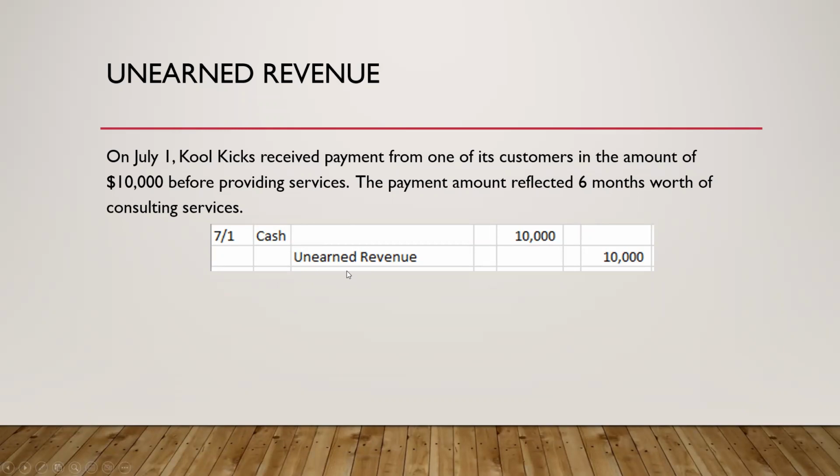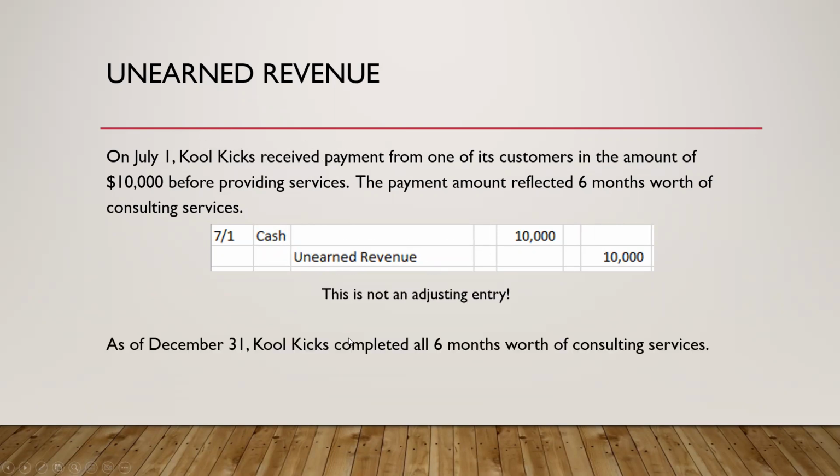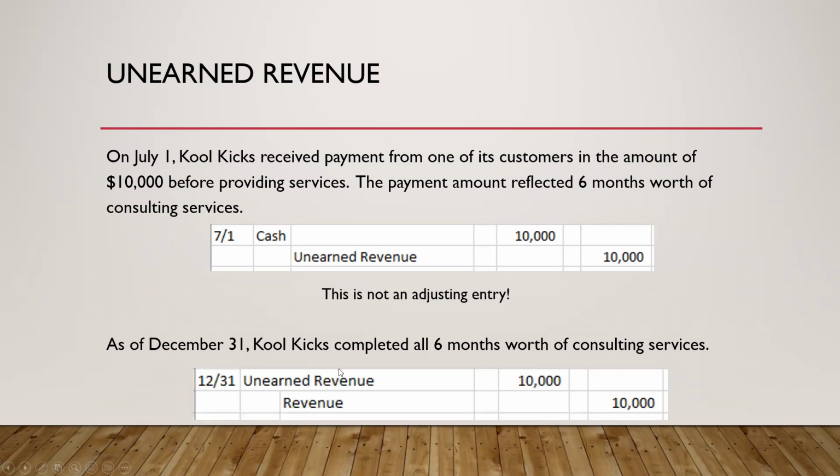Unearned revenue is a liability, and it is a liability because I owe this amount to my customer until I provide the service. We speed up time, and we completed all 6 months worth of consulting services. So now that the money has been earned, we take unearned revenue off the books by debiting the liability unearned revenue, and we credit revenue. So all we're doing is showing that with the passage of time, we've earned the money, we take it out of the liability account, and we put it in the revenue account.